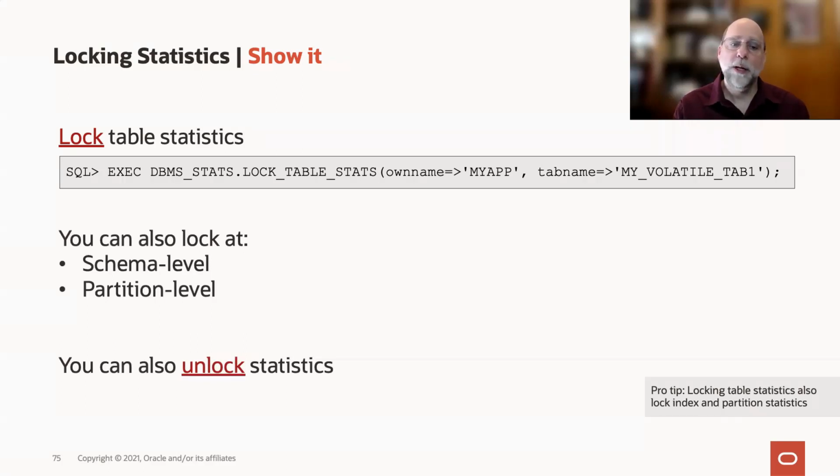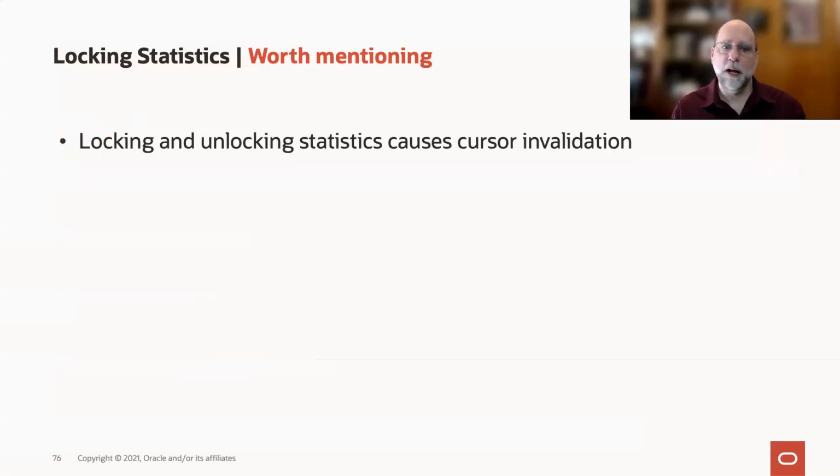And it's worth noting that when you lock table statistics, for example, you're also locking the stats on the indexes that refer to that table, which kind of makes sense. You wouldn't want the stats for the table and the indexes that access it to be out of sync and give you really weird query results. So as I mentioned, you can unlock statistics as well.